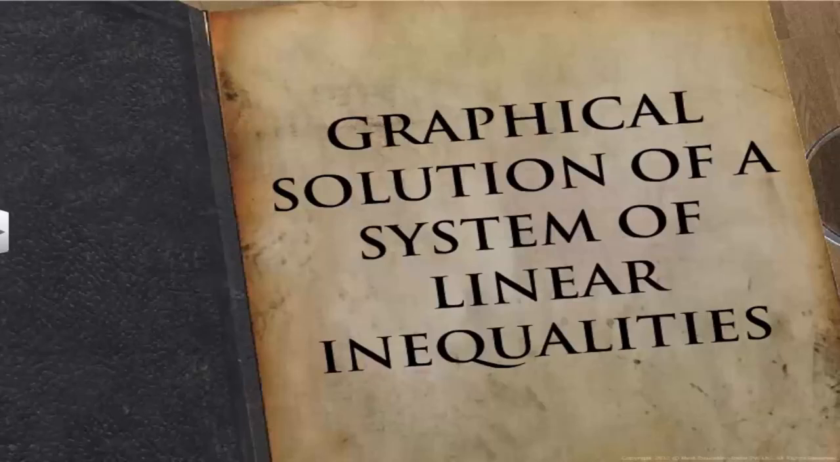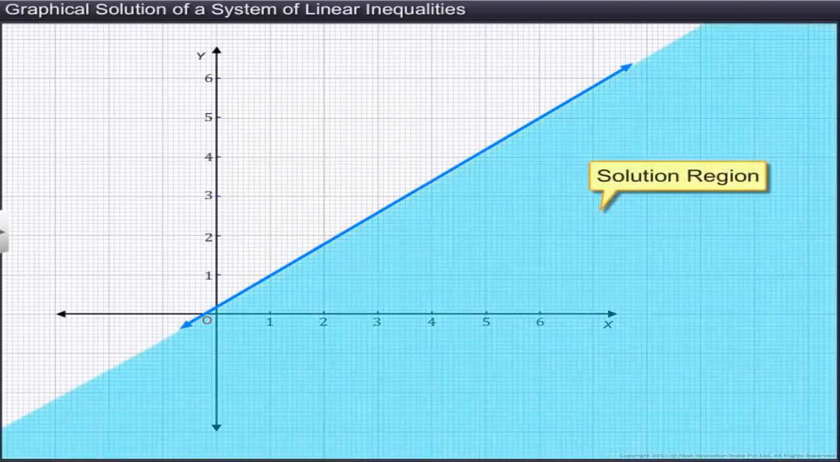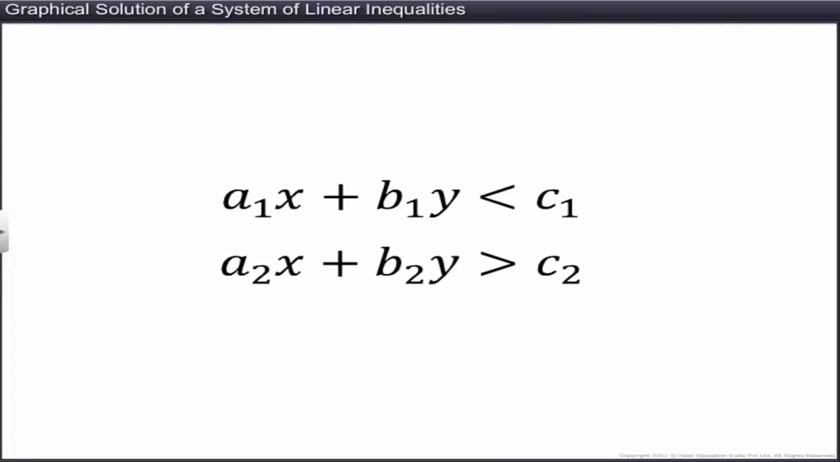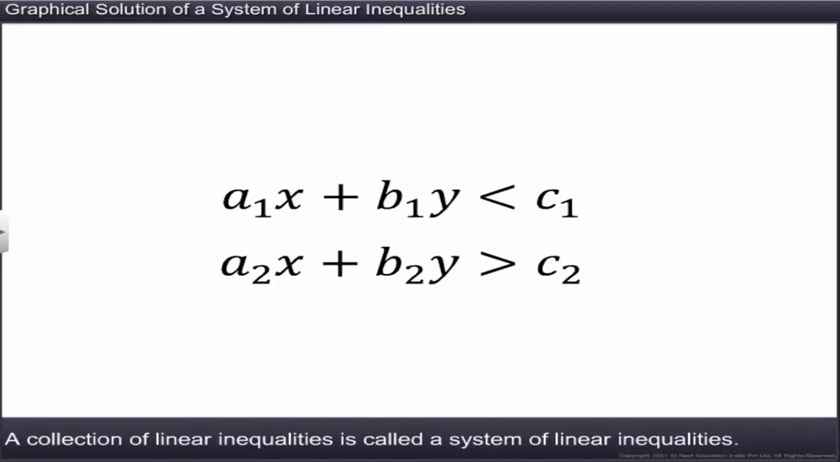In this module, you will learn about the graphical solution of a system of linear inequalities. Earlier, we saw the graphical solution of inequalities in two variables. Now, we will find the solution of a system of linear inequalities in two variables. First, let us see what a system of linear inequalities means. A collection of linear inequalities is called a system of linear inequalities.